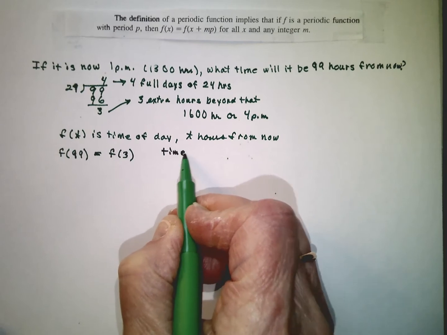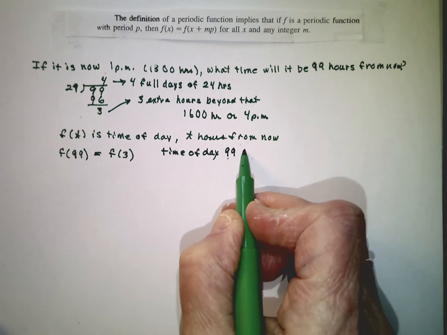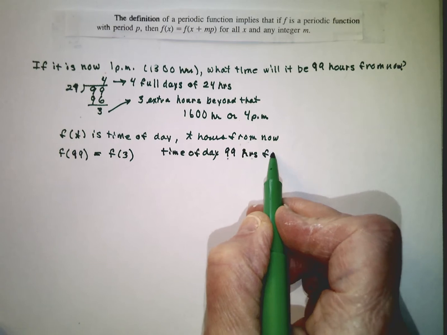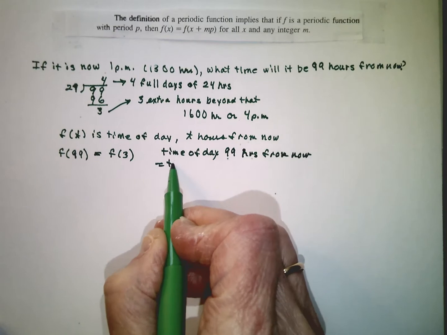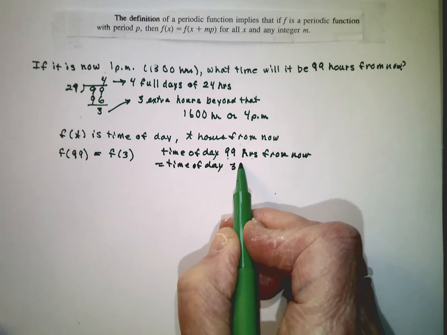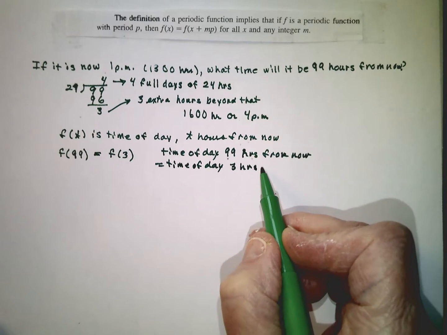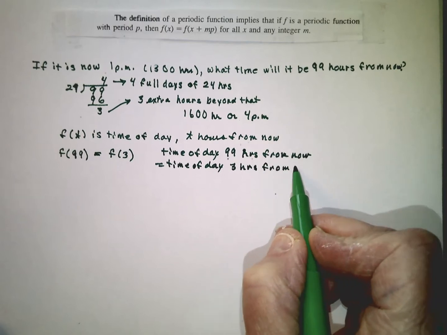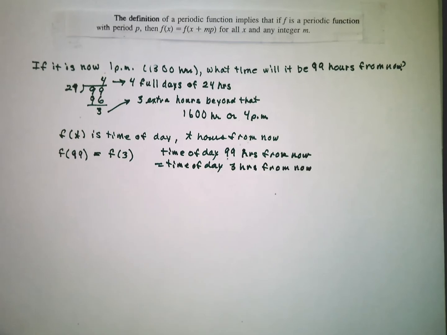The time of day 99 hours from now equals the time of day 3 hours from now. It'll be 4 days later, but the clock time will be the same. And that's the kind of logic we're going to use to solve these periodic function problems.